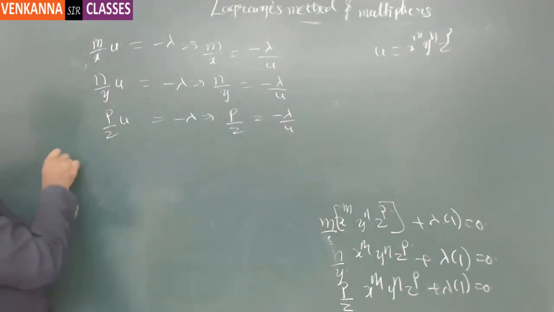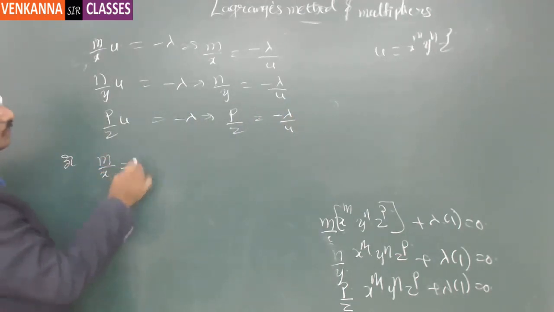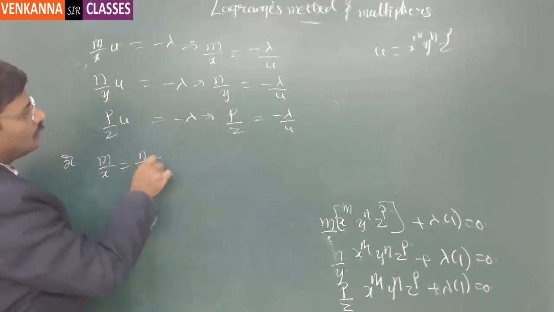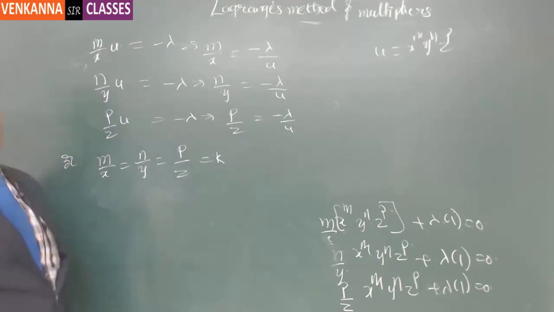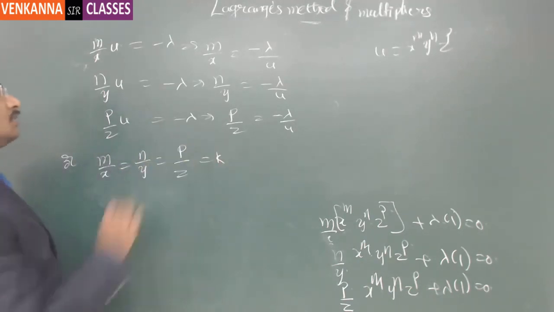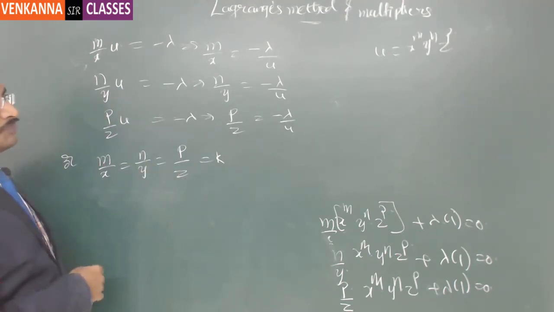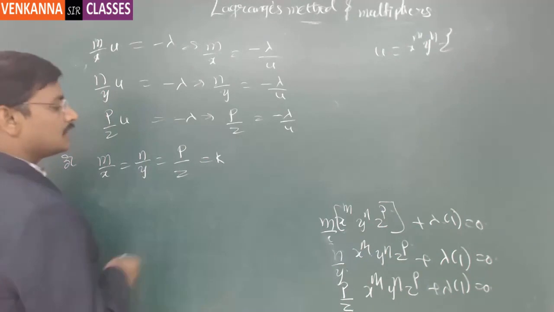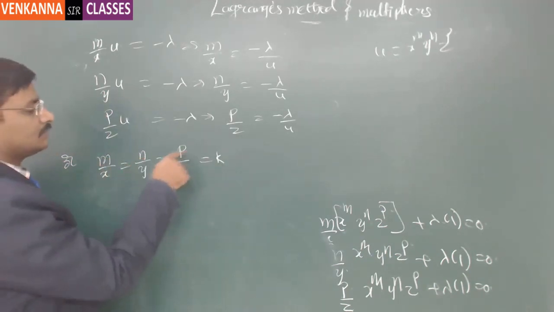Or you can write everything in one single equation, that is m by x is equal to n by y is equal to p by z is equal to k, where k is equal to minus lambda by u. So it is anyway constant, so you can just treat it as it is like this. Now from this, actually what you can find out is, there is one relation I told you, that is m plus n plus p.